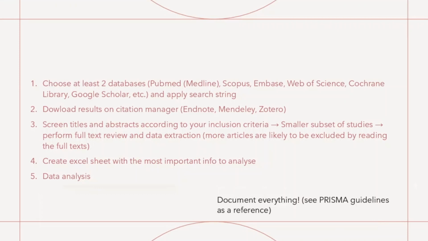Throughout these steps that I talked to you about, it is fundamental to document everything, and you can find all the steps that you should follow in doing so in the PRISMA guidelines, because there is a specific flow chart that you should fill in whenever you are performing a systematic review.